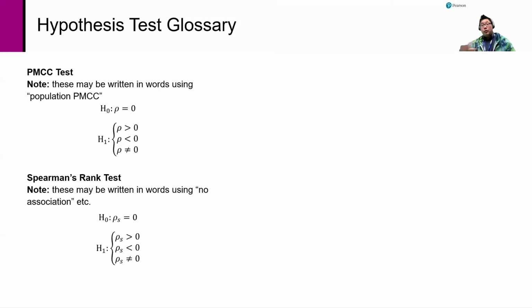Now, what you will find is if you Google it, if you look at the literature, opinion is very much divided. Our stance on it is we will accept either it written in words, there is no association, or there is a positive association. We will also accept row S as a valid alternative for Spearman's rank.